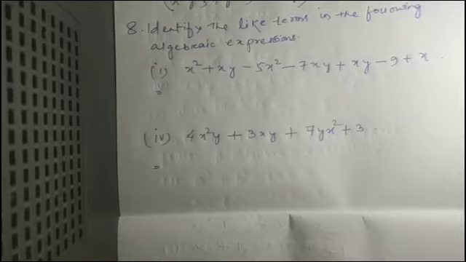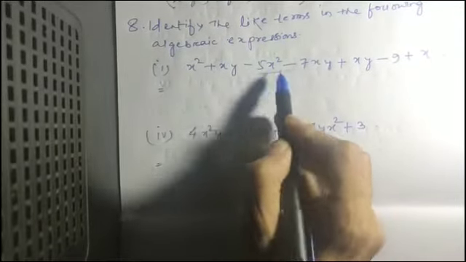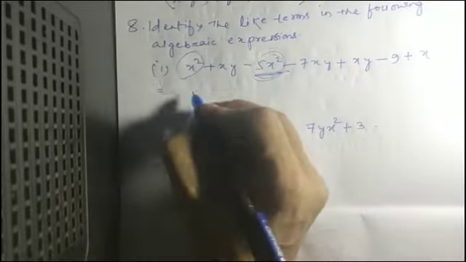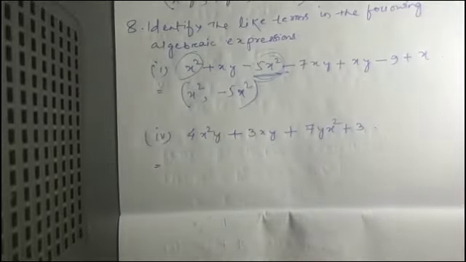So the last question of the exercise, identify the like terms in the algebraic expression. The same thing. Okay. See x square. Any x square is there? Oh yes, 5x square. This is also x square. Any more? No, not there. So x square comma minus 5x square, this is one pair of like terms.